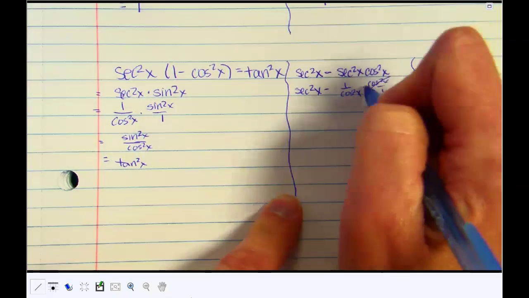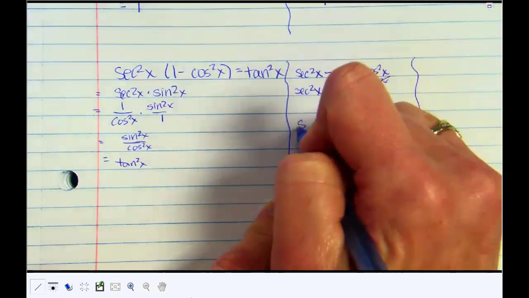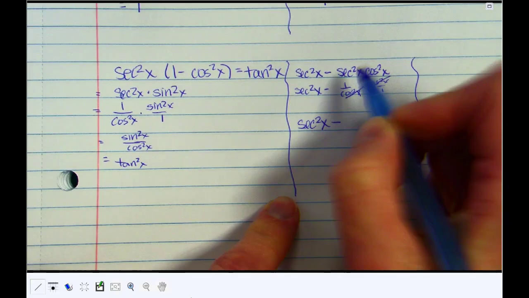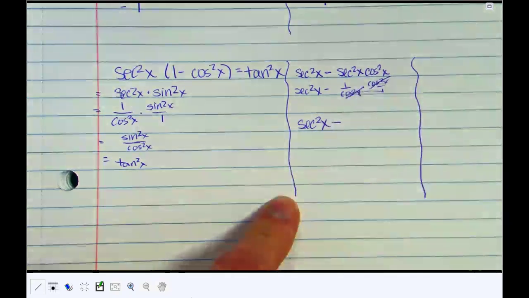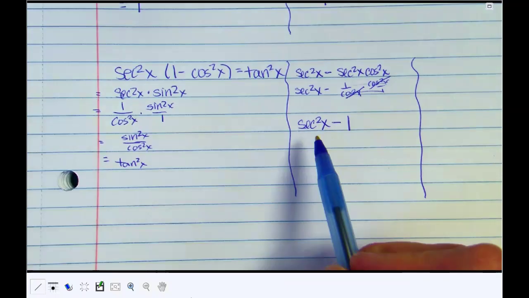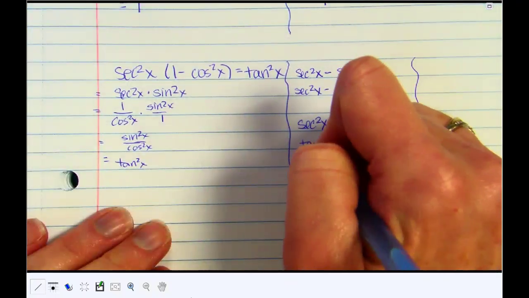When everything cancels, cosine over cosine, and you have ones that cancel, what is that equal to? This is cosine over cosine, which is 1. This is a rearranged little dog. So secant squared minus 1, it should be the bottom one. Secant squared minus 1 is equal to tangent squared.